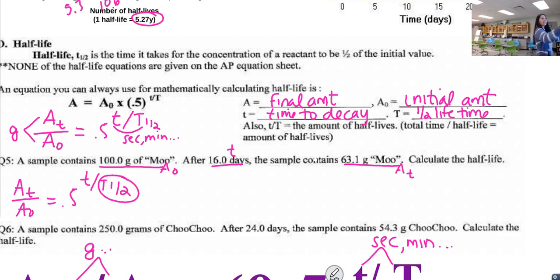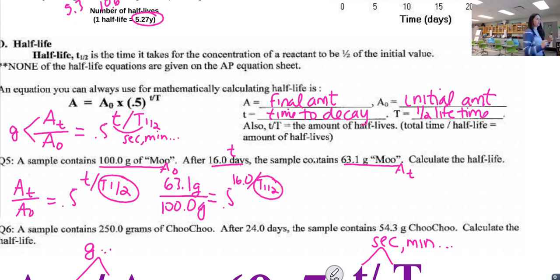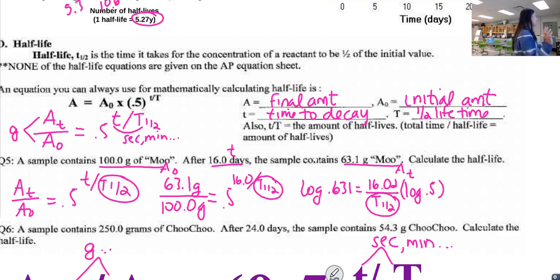So I've got my AT, 63.1 grams, divided by 100 grams, equal to 0.5 raised to the T, which is 16.0 days, divided by X. I can call it X, or I can call it T1 half, and this is what I'm looking for. Let's see how you do. Go ahead and see if you can solve this with your log, and let's come back and see what we have filled out. This one's a little bit different, right? My unknown is in my denominator. By the way, if you got the answer around 24, you got it.